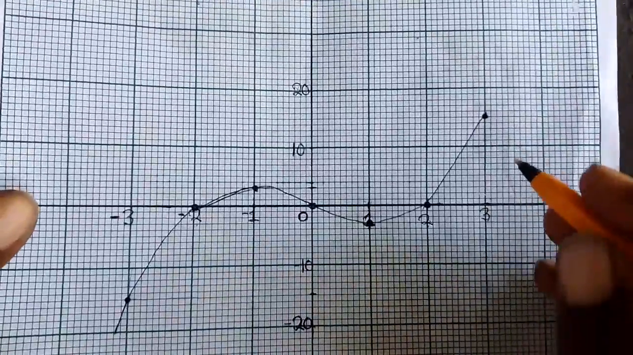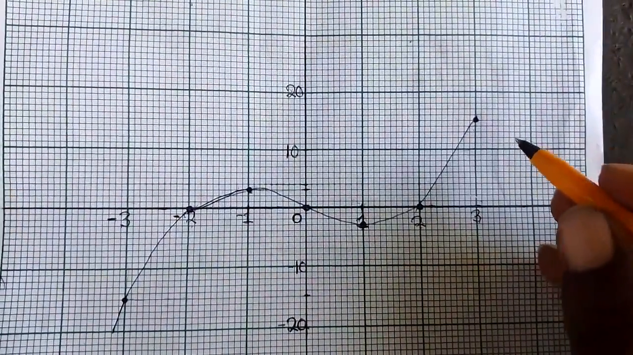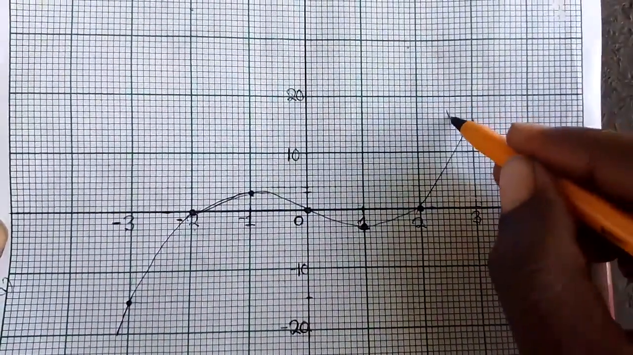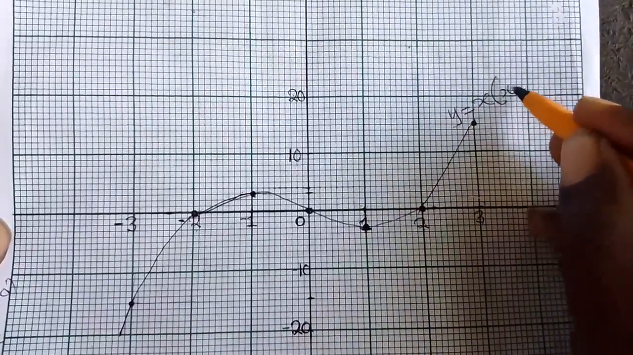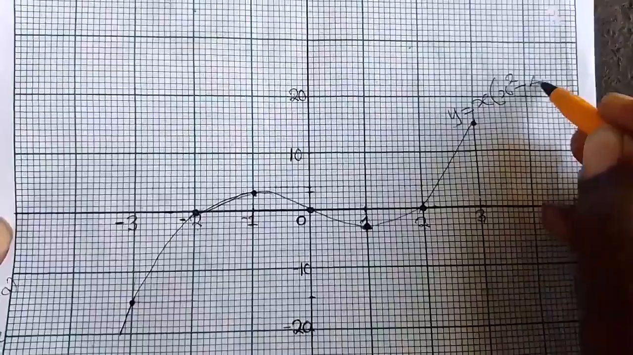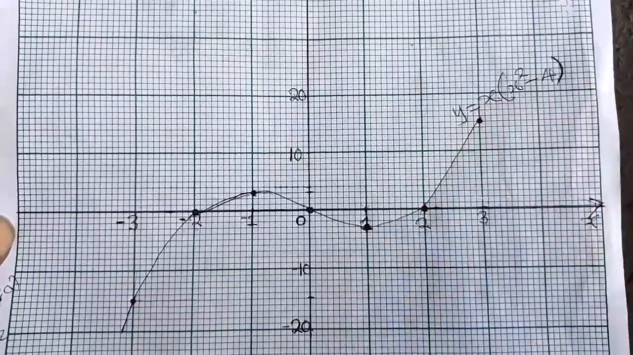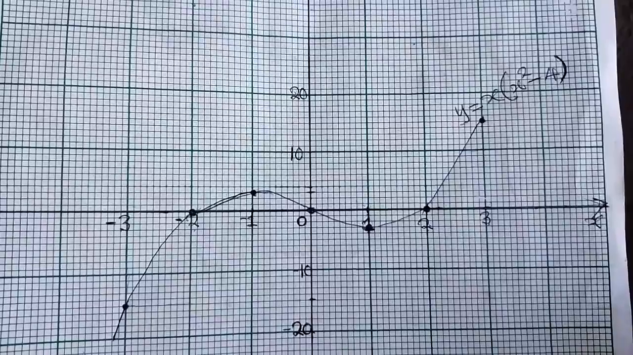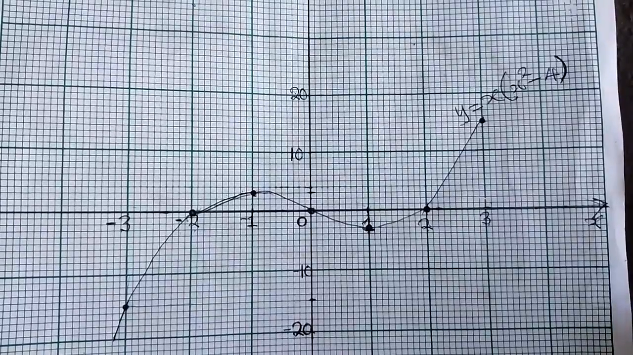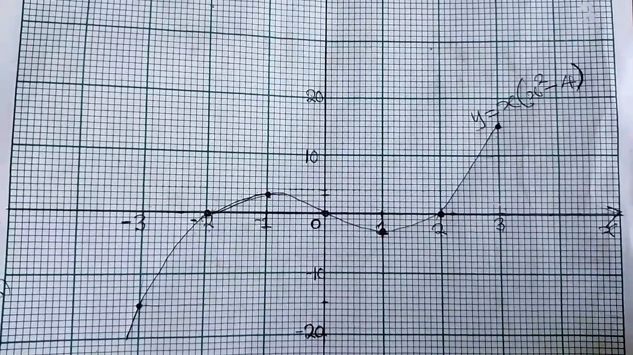Then you name the graph. This is the graph of what? You check. Okay, this is the graph of y is equal to x, open bracket, x squared minus 4. This is the graph. This is what you need to do. Have you seen? This is the exact thing that you need to do.